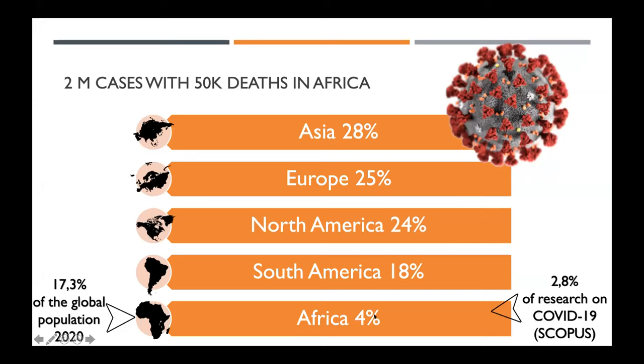Africa is less affected by the human coronavirus, with about 4% of the total infections and deaths. The research conducted in Africa is about 2.8% of the total research on COVID-19. This is less than its share of the world population, which is 17%. But still, we can help people around the world to get rid of this highly infectious disease.